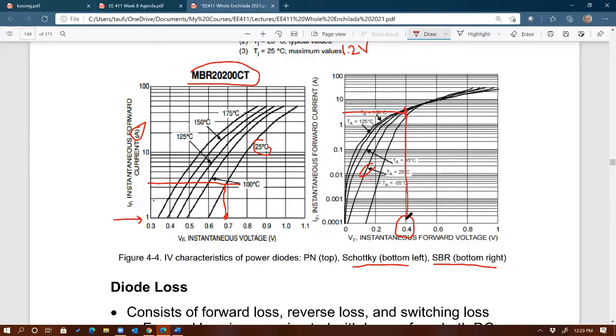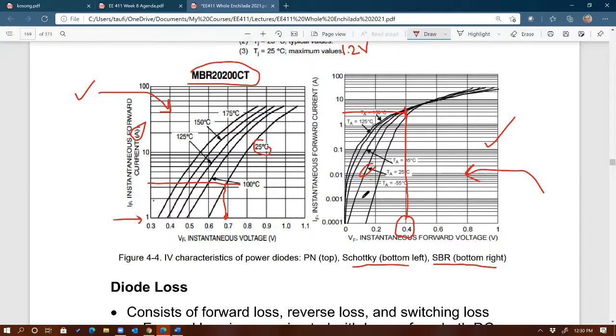So you can see that if you pick this MOSFET, that's going to be more efficient than this MOSFET. If you use this SBR diode right here, it will be more efficient than this diode right here on the left, if the current is 3.5 amps at 25 degrees Celsius operating temperature, right?